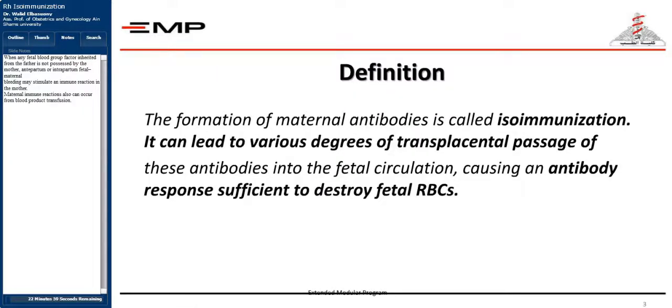What's our definition? The formation of maternal antibodies is called isoimmunization. It can lead to various degrees of transplacental passage of these antibodies into the fetal circulation, causing an antibody response sufficient to destroy the fetal red blood cells. When any fetal blood group factor inherited from the father that is not possessed by the mother, antepartum or fetal maternal bleeding may stimulate an immune reaction in the mother. Maternal immune reactions also can occur from blood product transfusions.